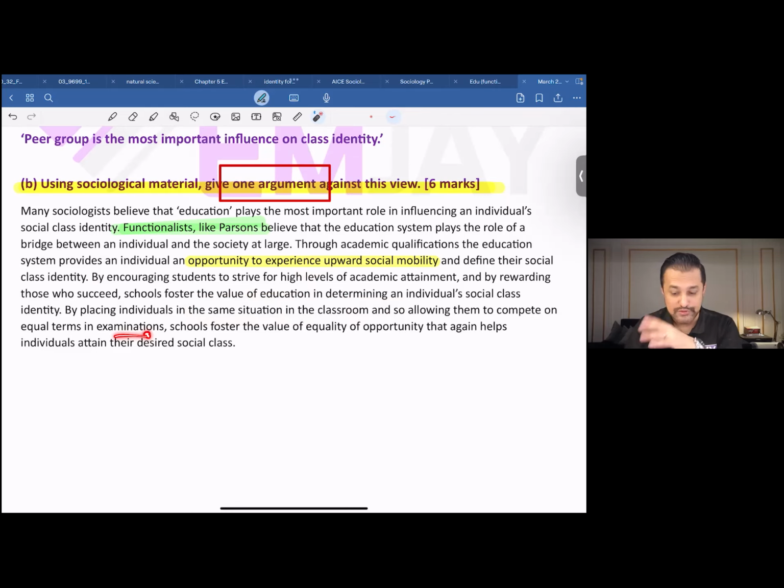Depending on the zones you belong to, of course, and the paper that I am using over here to explain these topics to you is from March 2024. We all know that March papers are the papers that are conducted in India. Pakistan falls into zone 4, and the Middle East falls into another zone. So depending on the zone you belong to, everyone would give the same paper. So, allowing them to compete on equal terms in examination, schools foster the value of equality of opportunity that again helps individuals attain their desired social class position within the society. So this was a statement.